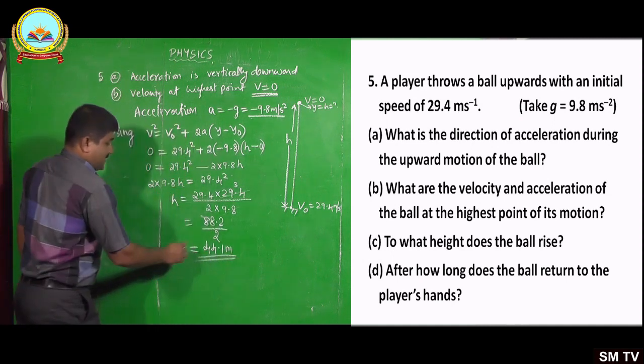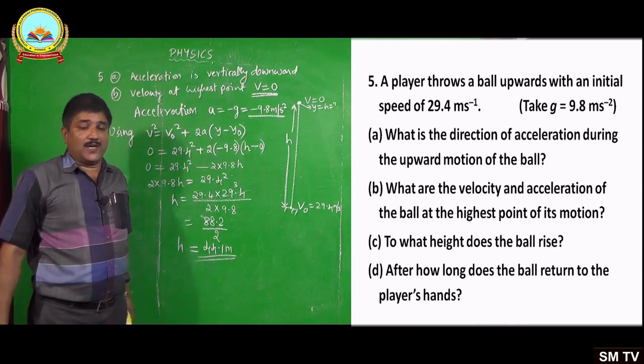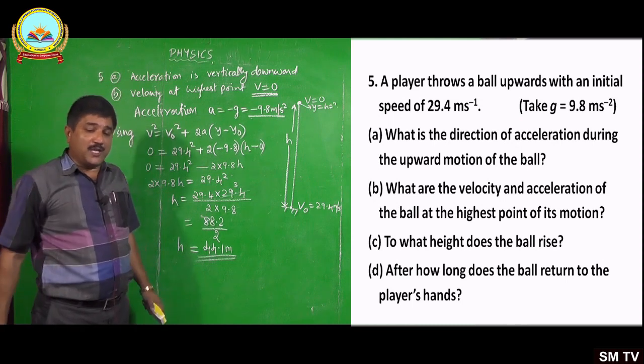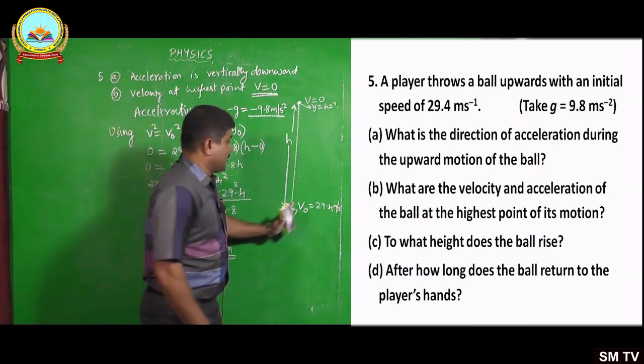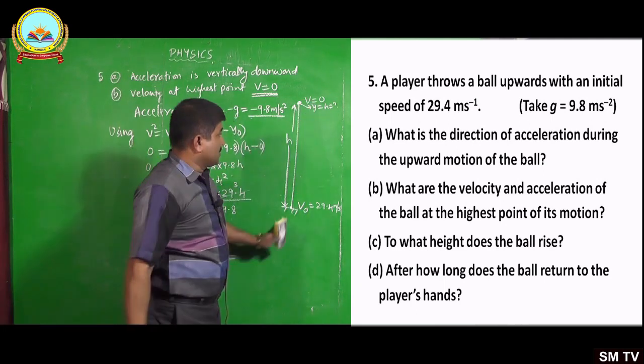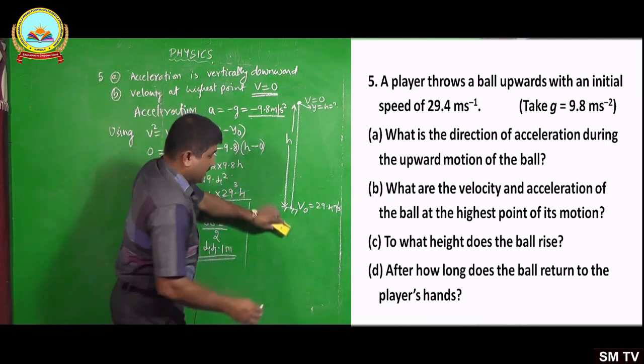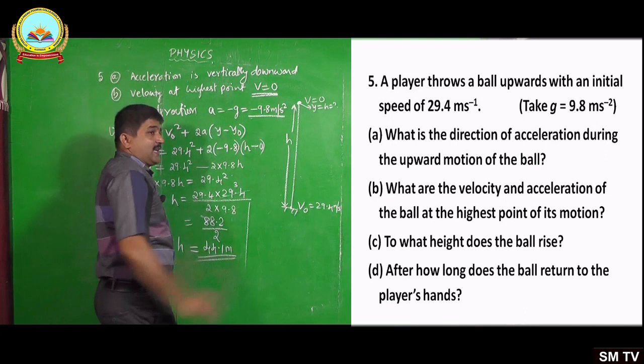So to this height the ball raises. And also, after how long does the ball return to the player's hand? It means after the player throws from this point, it goes to the highest point and returns to his hand. So time of ascent and time of descent, you have to calculate the total time here. So first, let us find out the time of ascent.